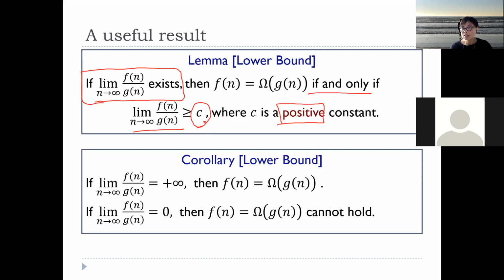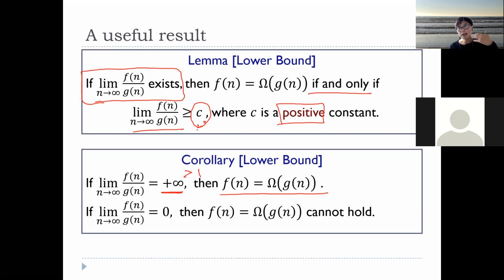Okay, now the implication of this, corollary number 1, is that if the limit is positive infinity, clearly this is bigger than any positive constant you are going to pick. You can just pick c equal to 1. So if the limit is infinity, clearly this is bigger than 1. As such, in this case, f of n is in the big omega of g of n. So this is one of the special cases.